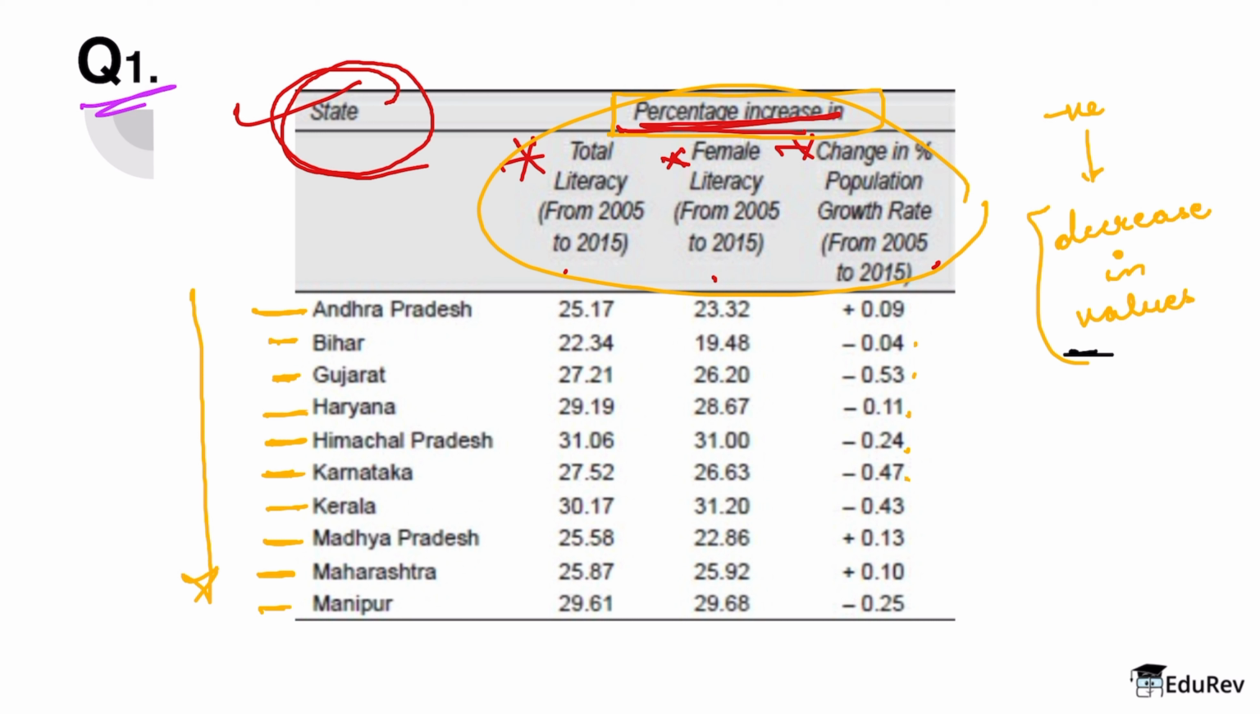Now in your first table, total literacy is given. So it is total literacy from the year 2005 to 2015. Now one thing is very important here. You have to keep track of this time, 2005 to 2015.